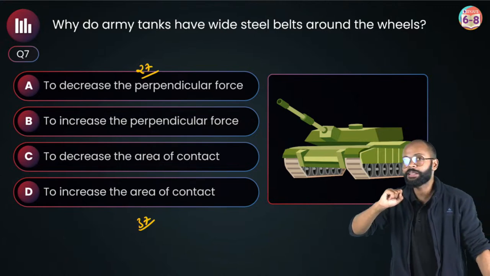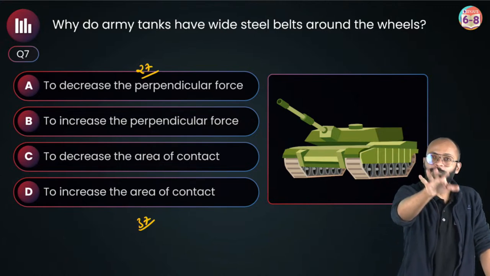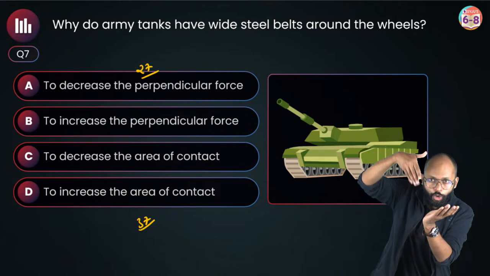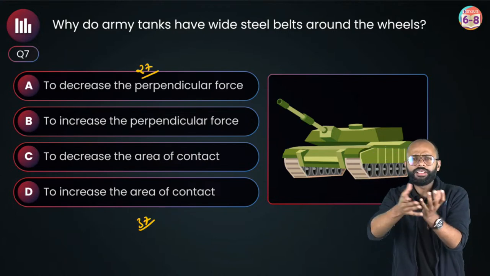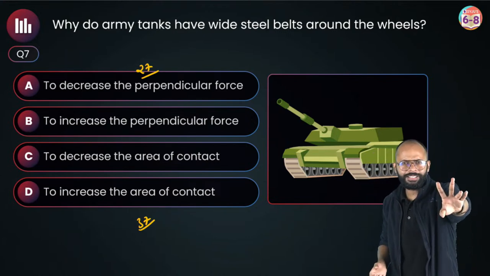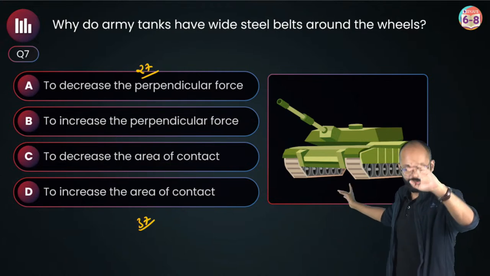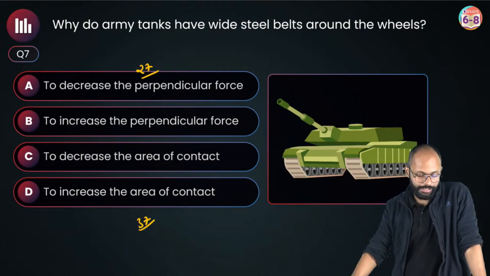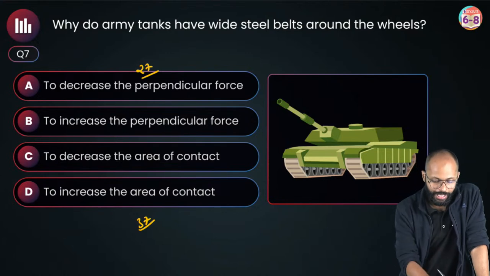If more area is there, it means pressure is less. If pressure is less, the tire will not go inside the mud. जहाँ पर मिट्टी विट्टी होती है, गाड़ी का टायर अंदर घुस जाते हैं, ये नहीं घुसेगा. So that's the thing: to increase the area of contact.